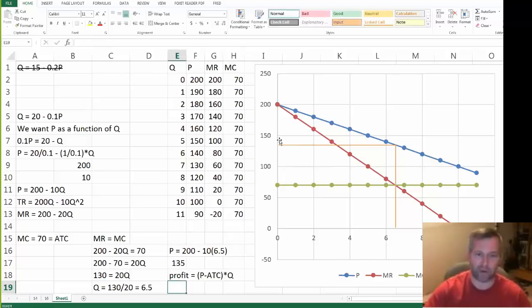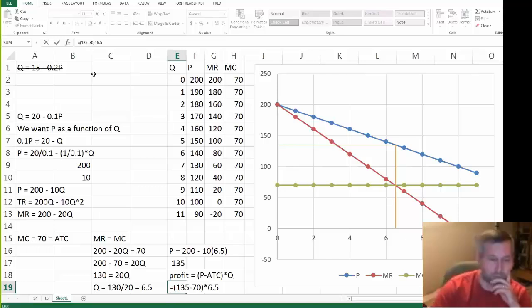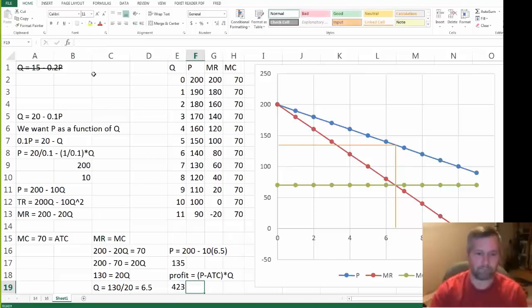The profit per unit is the price minus the average total cost, or the 135 minus the 70. And then the total amount of profit is that each unit we sell gets that profit margin times the 6.5. So 135 minus 70 times 6.5. Price minus my average total cost times the quantity. So I get a profit of 423. If I measure the area of this rectangle here, the area of that rectangle would be $423.